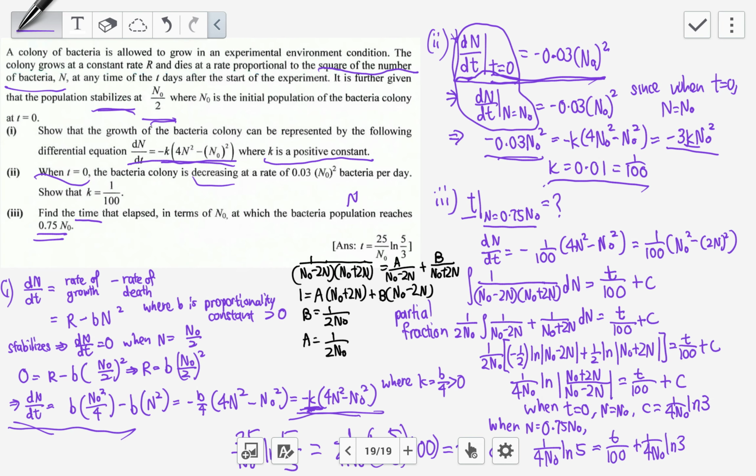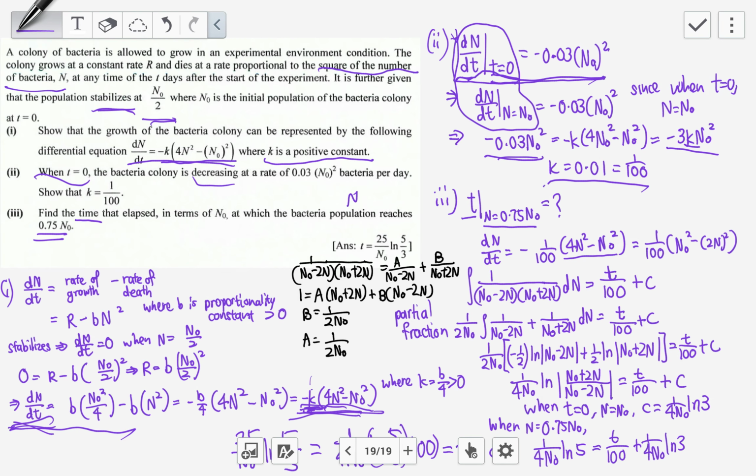We have to solve, no, not this one, the differential equation here. Since I already found my k, which is 1 over 100, I just substitute this 1 over 100 back into this differential equation. Then we have dN/dt equals minus 1 over 100 times 4N squared minus N0 squared. So I have this differential equation, and I integrate it to find an equation that relates N and t.